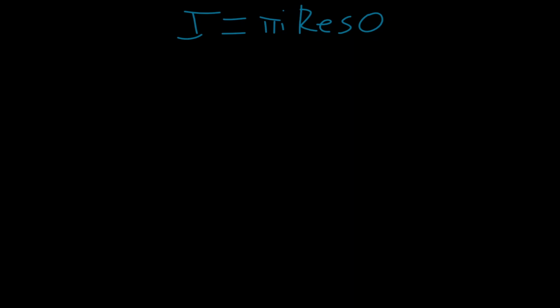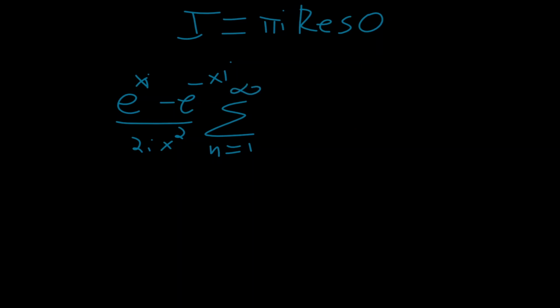So our actual integrand right here, the function we're going to be finding the residue of, is going to be the following: (e^(xi) - e^(-xi)) divided by 2i x squared, times our sum from n equals 1 to infinity of e^(nxi) divided by n factorial. This right here is our function that we need to find the residue of at 0.